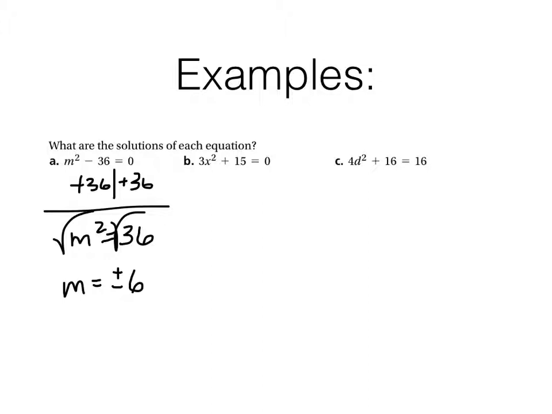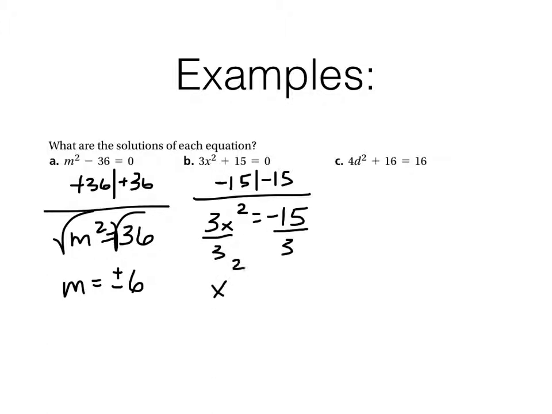All right, how about this one? Subtract the 15 from each side. Subtract 15. We get 3x squared equals negative 15. Well, let's keep going anyway, just for kicks and giggles. Something's definitely wrong. Because when we try to take the square root here, we can't do that.